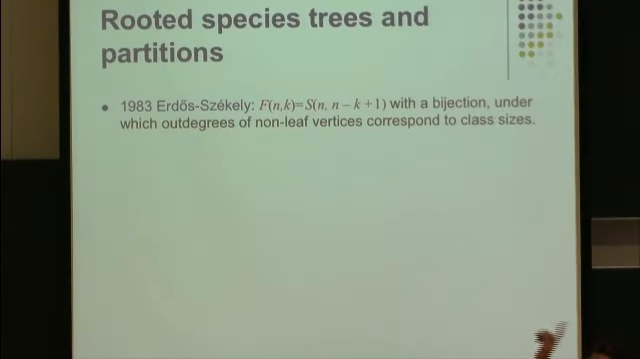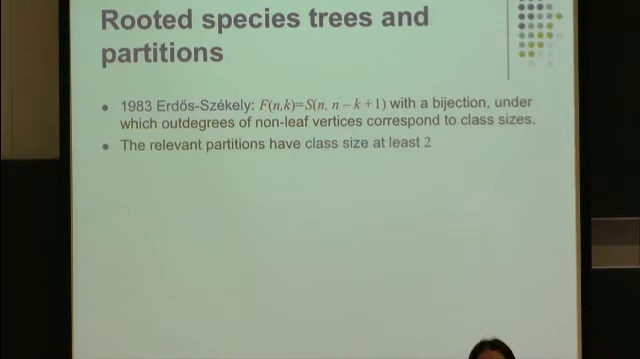So let's think back to the bijection. The degrees of non-leaf vertices correspond to class sizes. Now, if we have a phylogenetic tree the way I defined it, and I made sure that the root is not of degree 1, then being a phylogenetic tree means that the class sizes are at least 2. That's all.